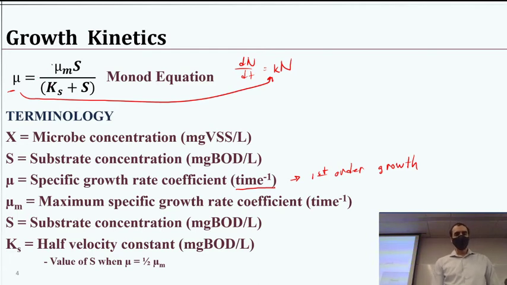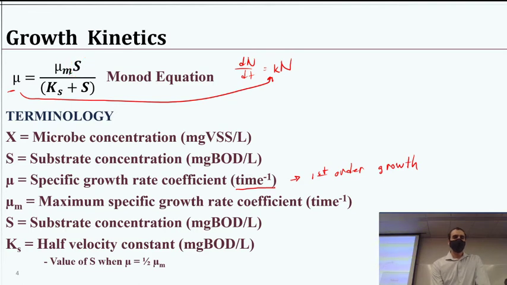So this is going to be equal to the maximum specific growth rate. If you feed them as much food as they could possibly want, this mu m is the maximum specific growth rate coefficient. What we'll find is if you give bacteria an infinite amount of food, they'll reach some plateau. They won't grow any faster. They're just growing as fast as they can on those resources. That's pretty easy to find experimentally. You just feed them a bunch and see how fast they grow. Then we've got S, our substrate concentration, which is the amount of BOD per liter in the water.